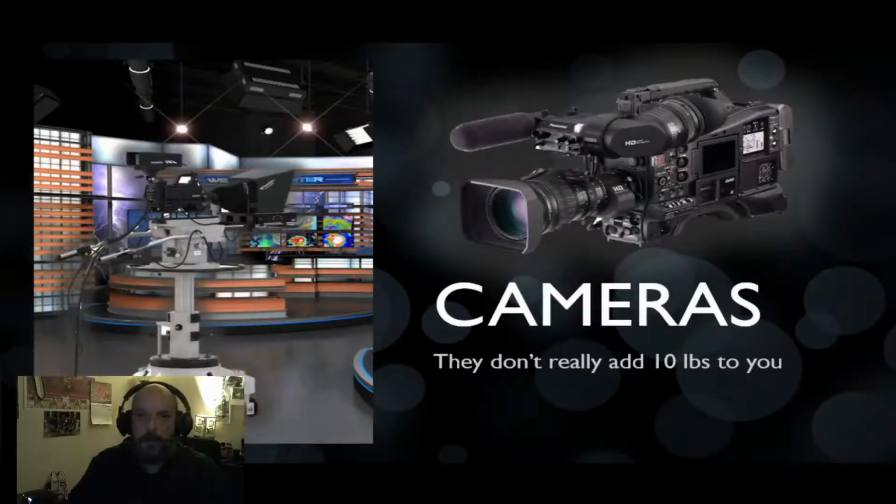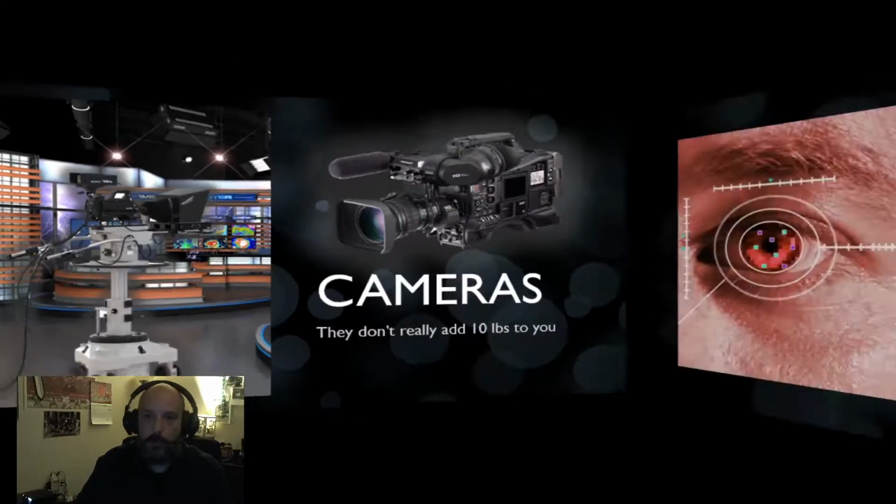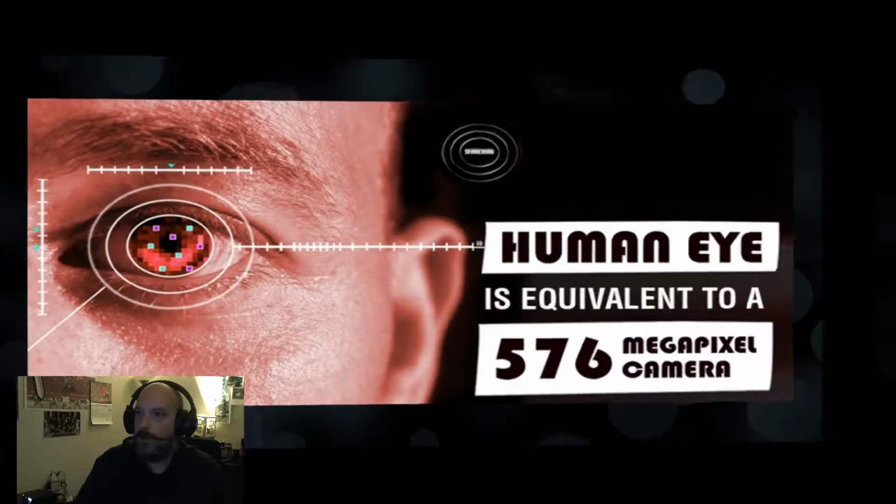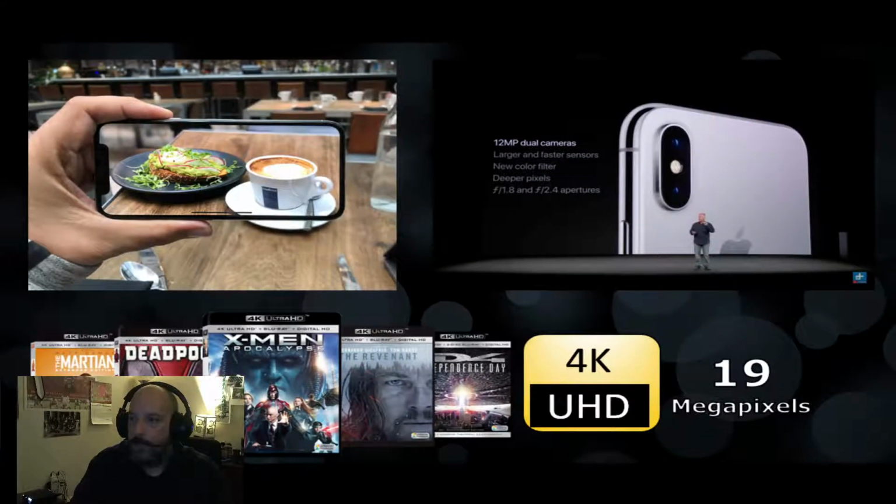We're talking a little bit about cameras, and now we've moved on to the point where we're going to be talking about cameras and how they apply and work with the human eye and different aspects of the camera. So basically, the human eye is the equivalent of about a 576 megapixel camera. Most cell phones that we have nowadays are only at about 12 to 14 megapixels, so they still have a long way to go. And so we're getting there.